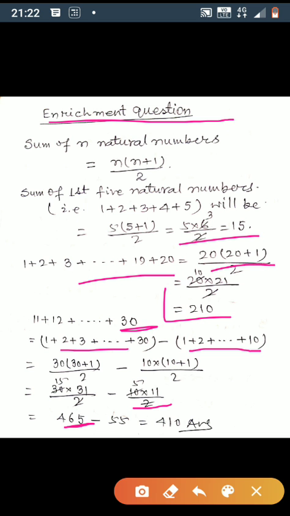Similarly, 10 multiply 11 by 2. 10 divided by 2 you will get 5. 5 elevens are 55. 465 minus 55 equals 410.